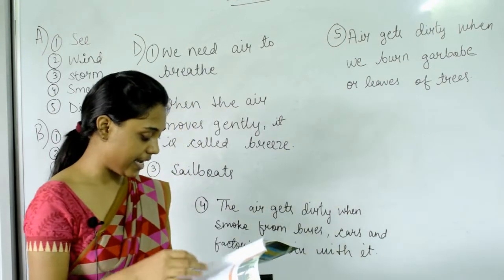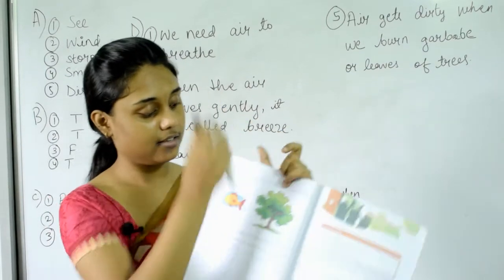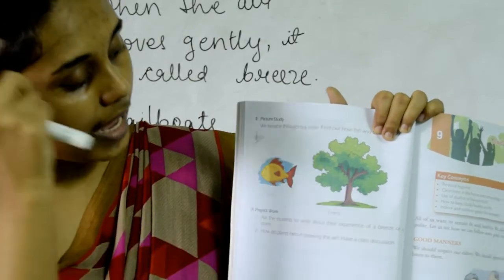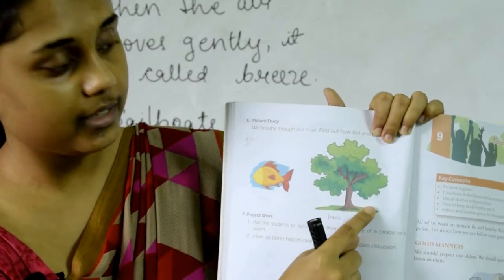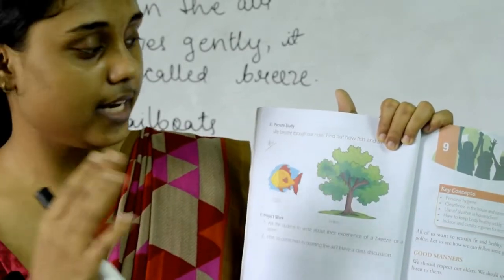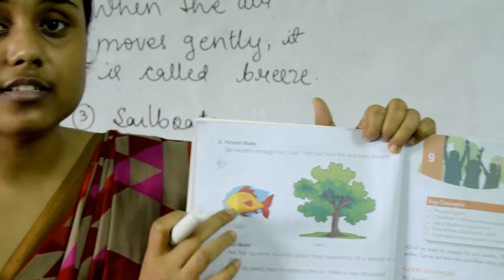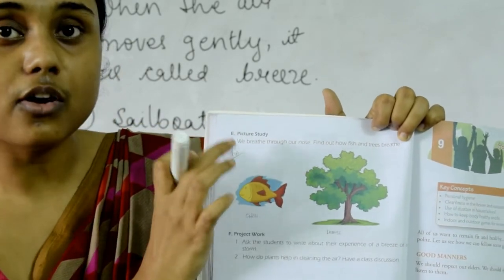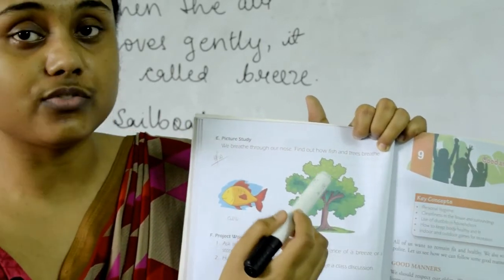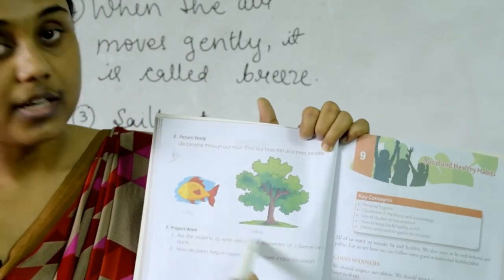Now turn to page number 64. In question number E, you have a fish drawn here and a tree drawn there. The question is, we breathe through our nose, right? So find out how fish and trees breathe. Fish breathe through gills. Gills are their organ, and trees breathe through leaves, the leaves which are attached to them.